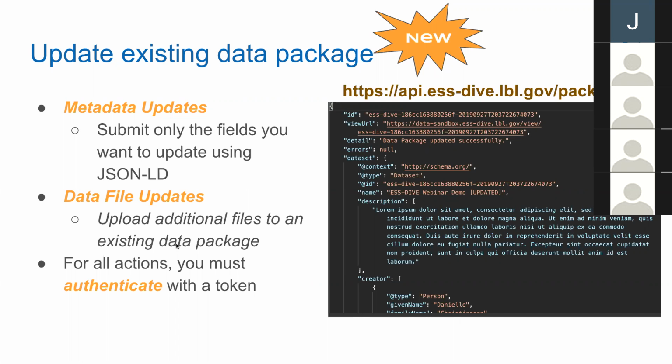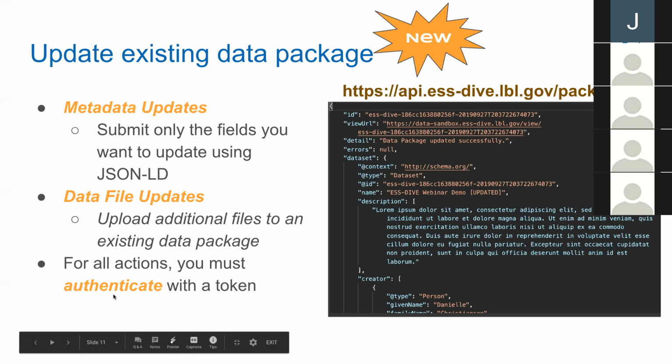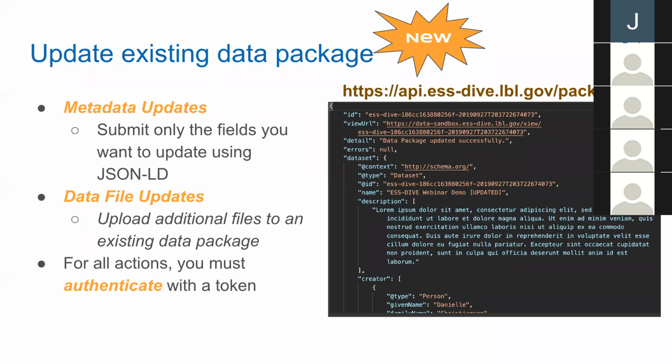You're also able to upload additional data files to an existing data package, adding in whatever data files you feel that you need to the data package. Maybe you've submitted the metadata via the UI and you want to add more, you can add more now. Again, all of this you need your authentication token in order to access the API.